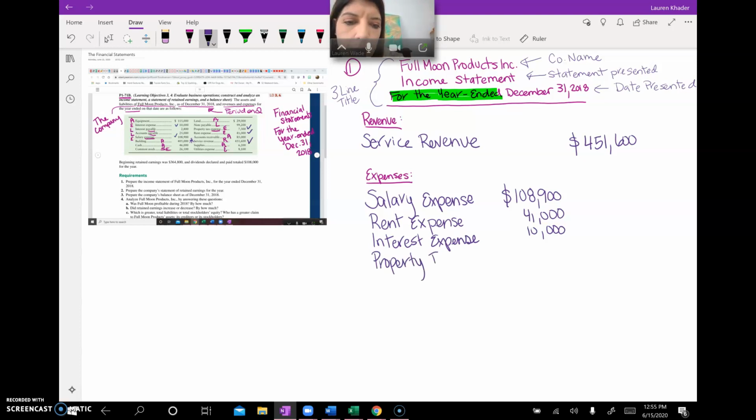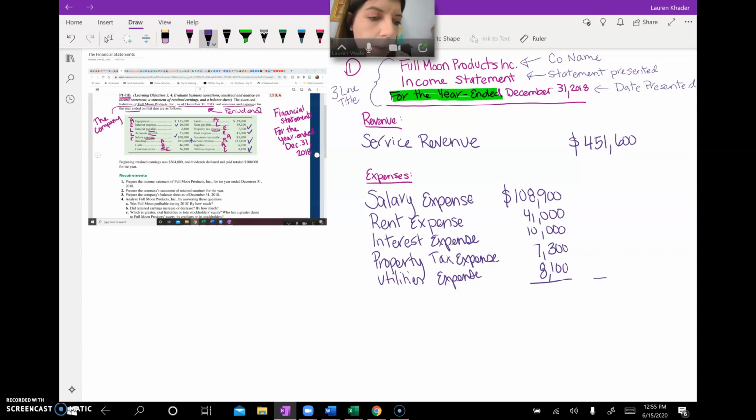So property tax expense. And with these expenses, once they're incurred and we report them, we're never going to see them again unless we incur them again in a future period. So we expense it and it's gone. Property tax was $7,300, and then I believe the last one we have is utilities expense. And utilities expense for the period was $8,100. I'm just going to do a single underline here.